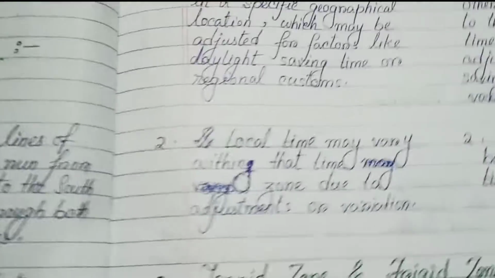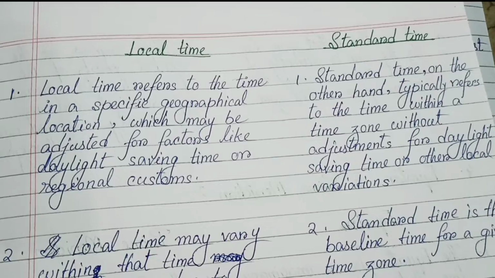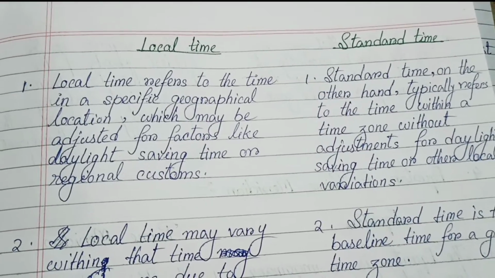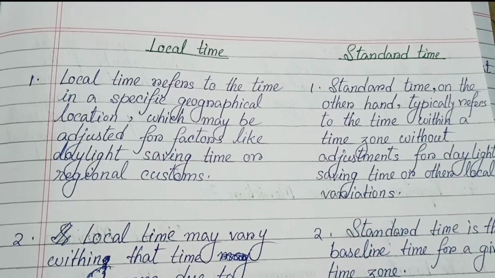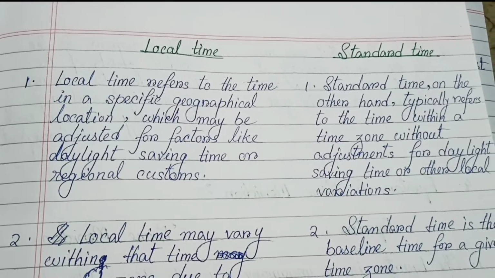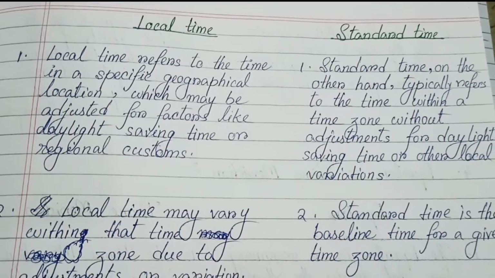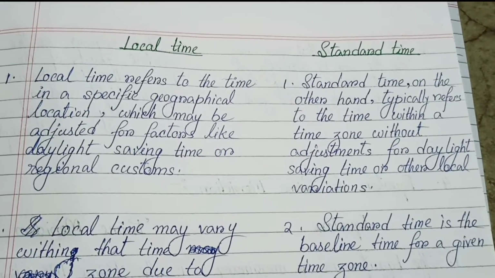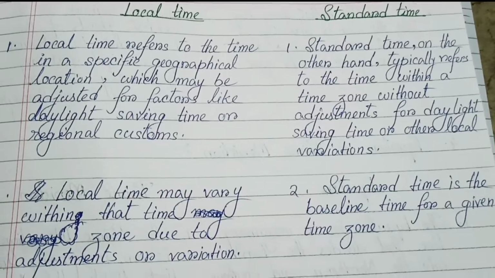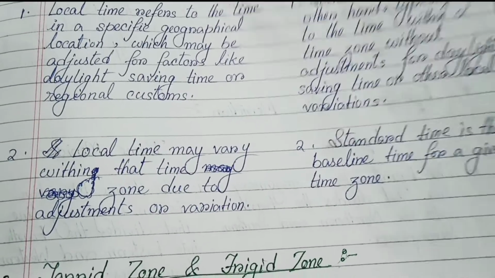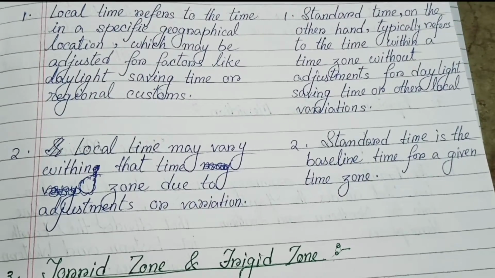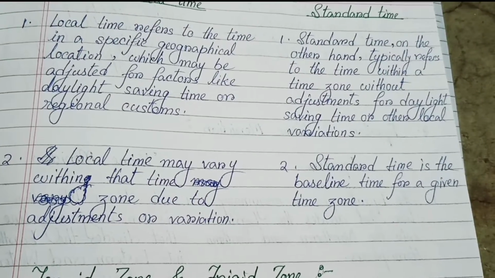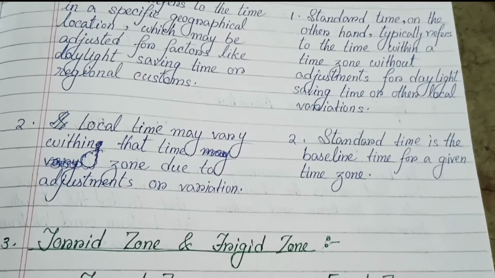Next, differentiate local time and standard time. Number 1, under local time. Local time refers to the time in a specific geographical location, which may be adjusted for factors like daylight saving time or regional customs. Standard time, on the other hand, typically refers to the time within a time zone without adjustment for daylight saving time or other local variations. Number 2, local time may vary within that time zone due to adjustments or variations. Number 2, standard time is the baseline time for a given time zone.